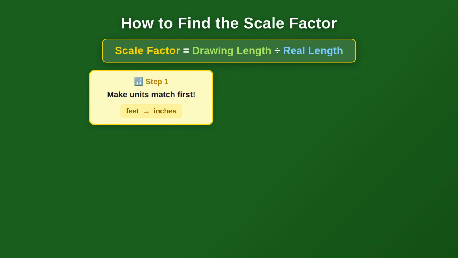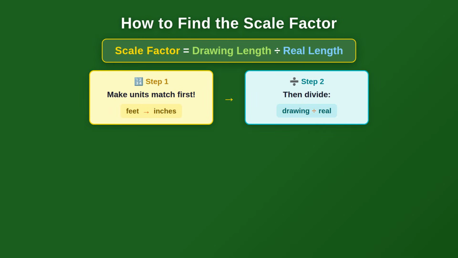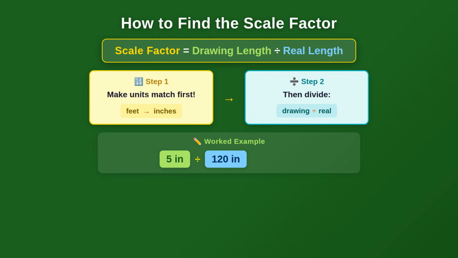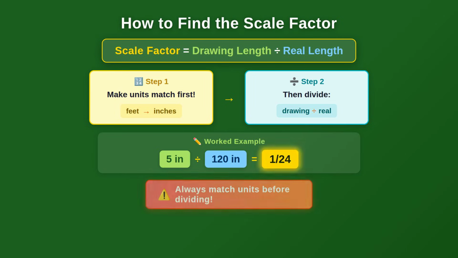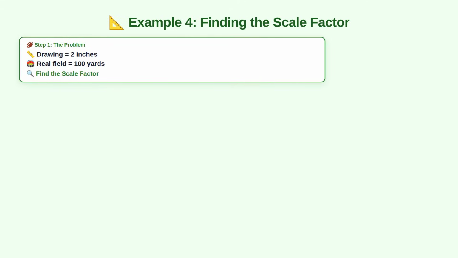What if the scale isn't given and you have to figure it out? No problem. You just divide the drawing length by the real length. But here's the important part. Make sure both measurements use the same units before you divide. For example, if the drawing shows 5 inches and the real object is 10 feet, you'd first convert 10 feet into 120 inches, then divide 5 by 120 to get the scale factor. Marcus had to do this exact step when comparing two different blueprints. Tricky, but totally doable. Time to find a scale factor from scratch.